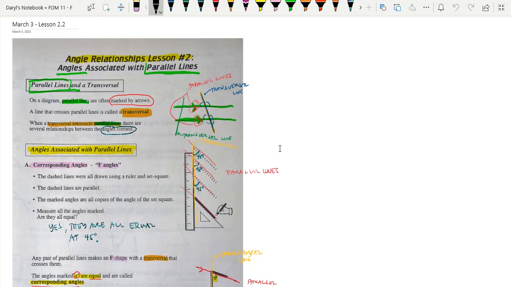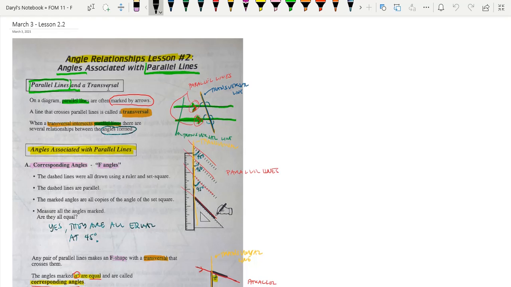Hello everyone. Last meeting we talked about angles associated with parallel lines. So we talked about parallel lines and a transversal line. Just to do a recap, parallel lines are lines with a symbol of two arrows here. If you can see that one, that means that these two particular lines are parallel to each other.